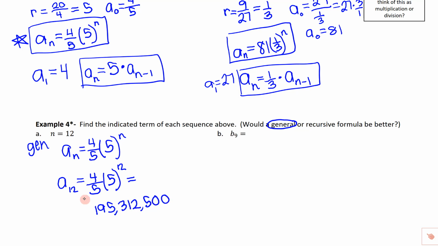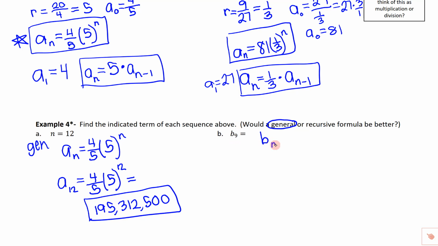195,312,500 would be the 12th term. So we definitely would not want to have to write all those numbers before it. So that would be the 12th. Okay, so let's go ahead on the one above it, and we are going to find the 9th term.